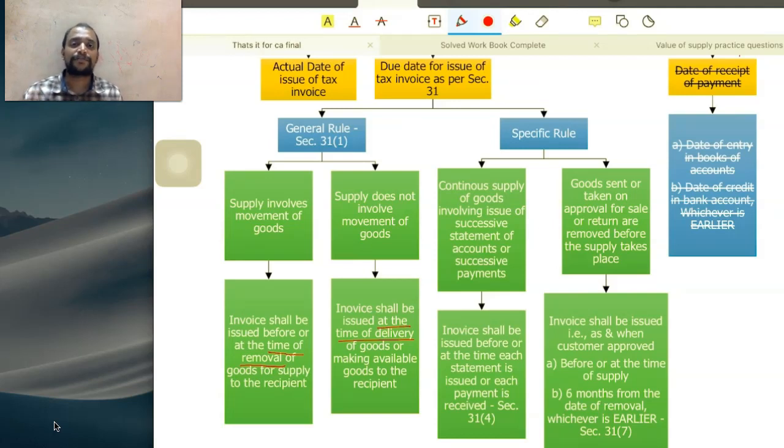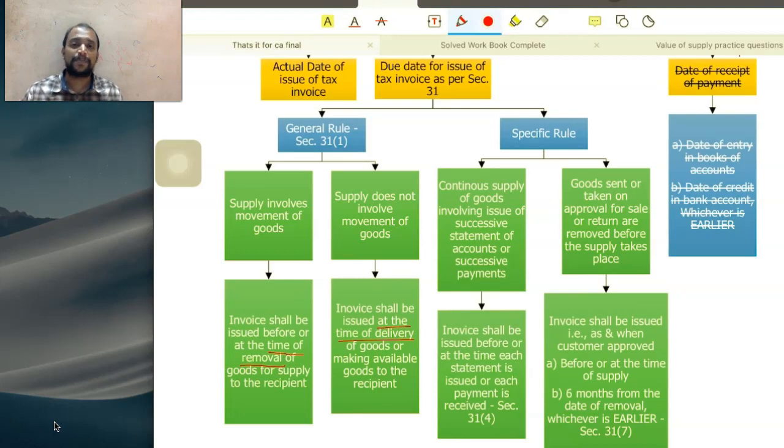So what is continuous supply of goods? There will be successive supply of goods for which the payments are settled on a periodical basis. So in that case, what should be taken as the time of supply? As and when the statement of accounts is issued, that is, for every day when the transaction takes place, if the settlement is on a monthly basis, so throughout the month, whatever is the purchases that you have made, I will be giving an account statement. And that date or before the date itself, if I have received the payment, so that payment date.